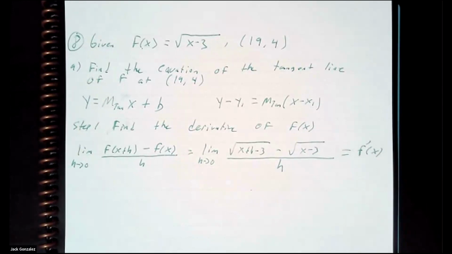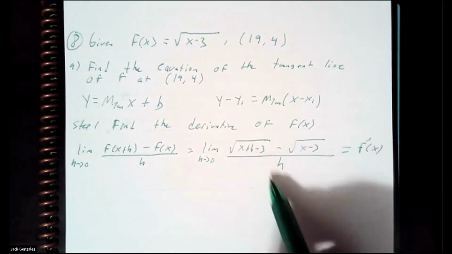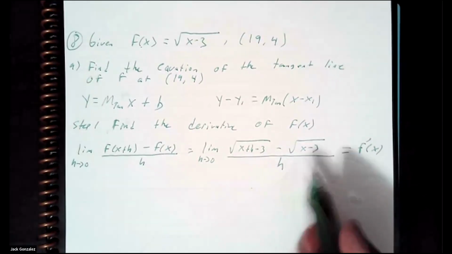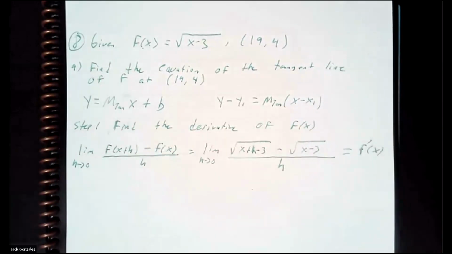So how would you deal with this? We currently cannot plug in h. Now we're going back to chapter 2. How would you take this limit? Maybe get rid of the square root. Yeah, how do we get rid of them? That's a good idea.